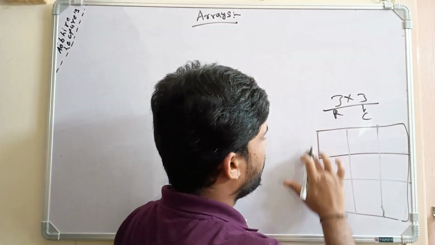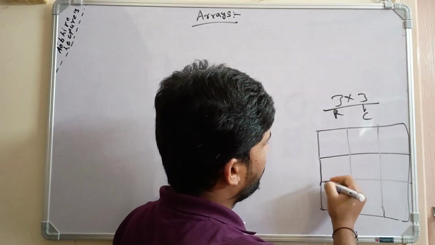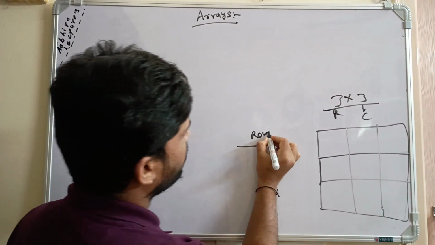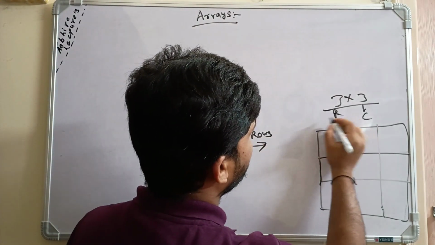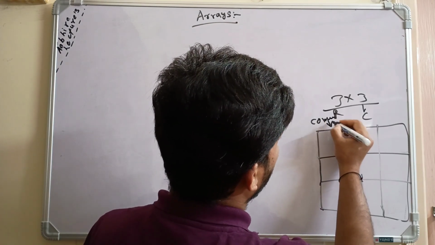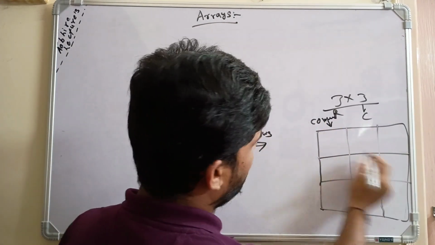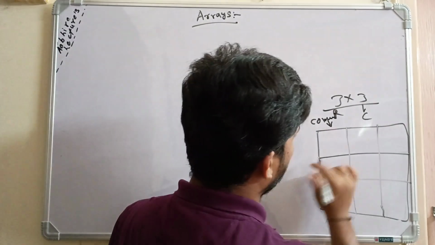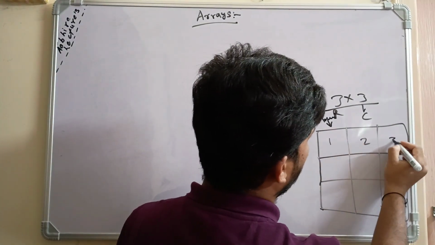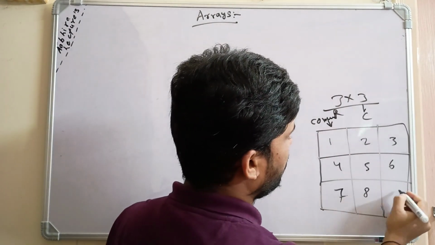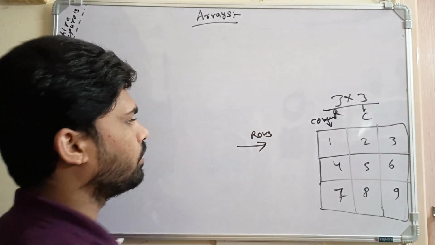So this is the row, correct? This is the columns. One, two, three, one, two, three, a three by three matrix. Suppose we fill in some values: 1, 2, 3, 4, 5, 6, 7, 8, 9, right?